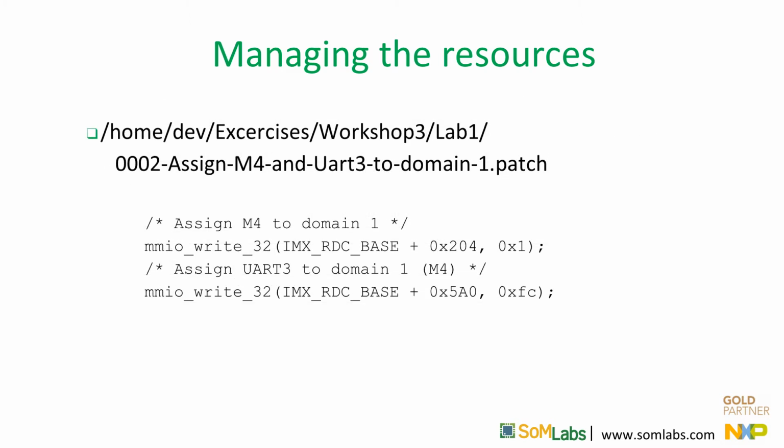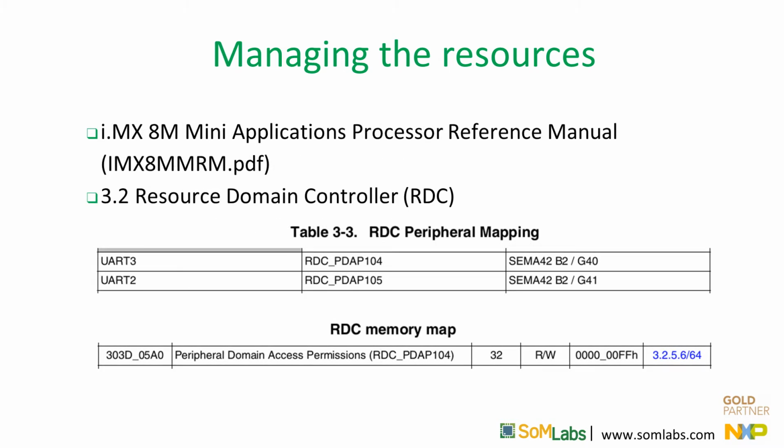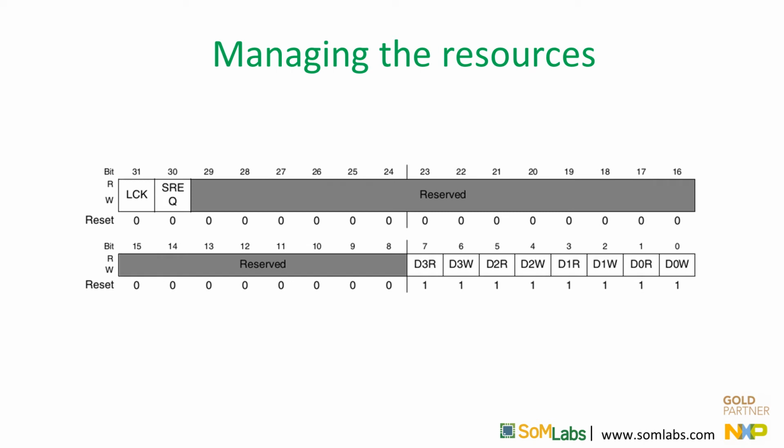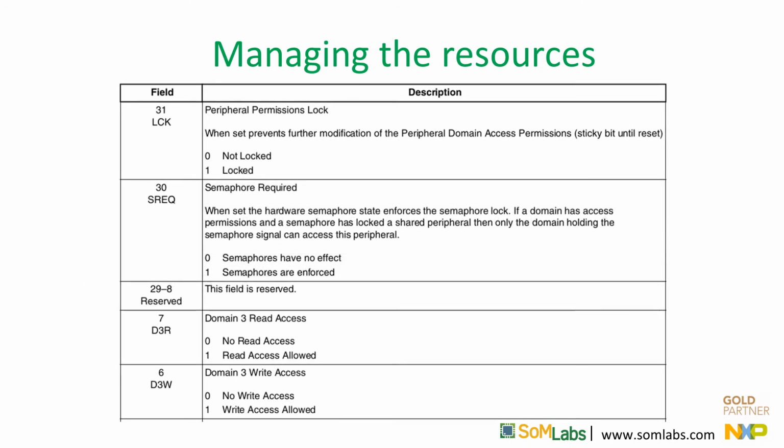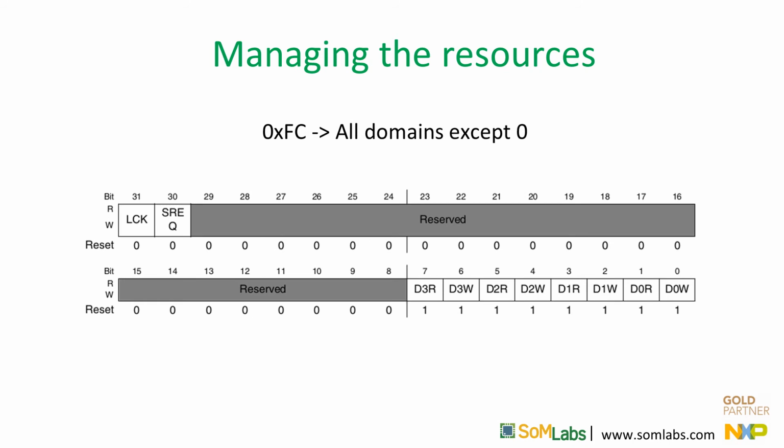Let's analyze the second record, writing value FC to the address I.MX RDC base plus 5A0. In table 3.3 of the manual, we can see that the configuration of the UART3 domain is in the RDC PDAP104 register, which in turn is at the address 303D05A0. In this register, the least significant byte determines read and write access to each domain. Therefore, entering the value FC disables access to this peripheral for domain 0 completely.